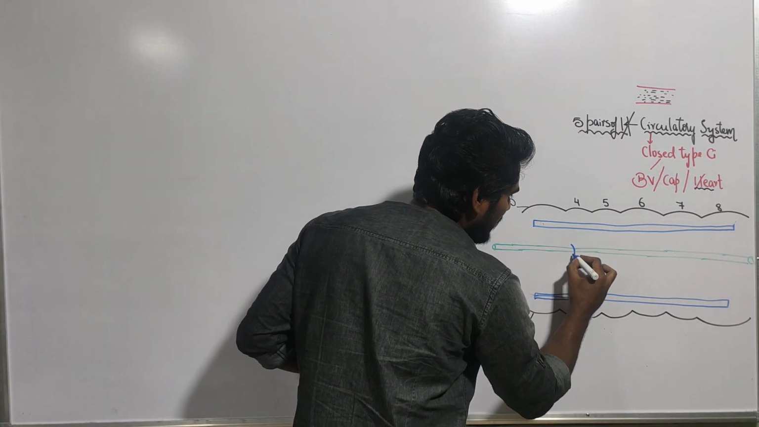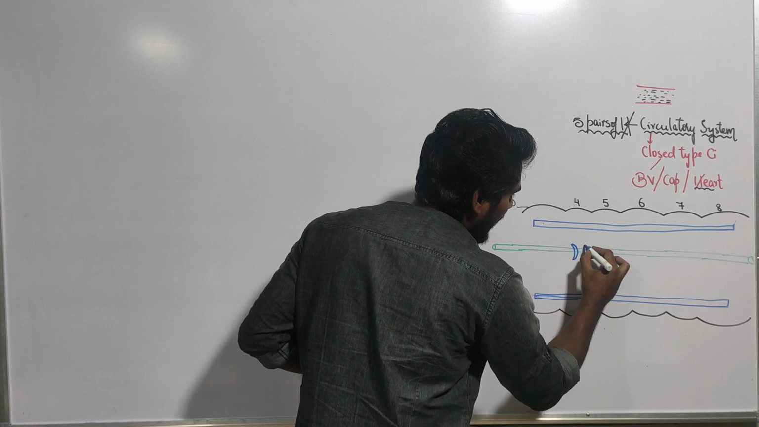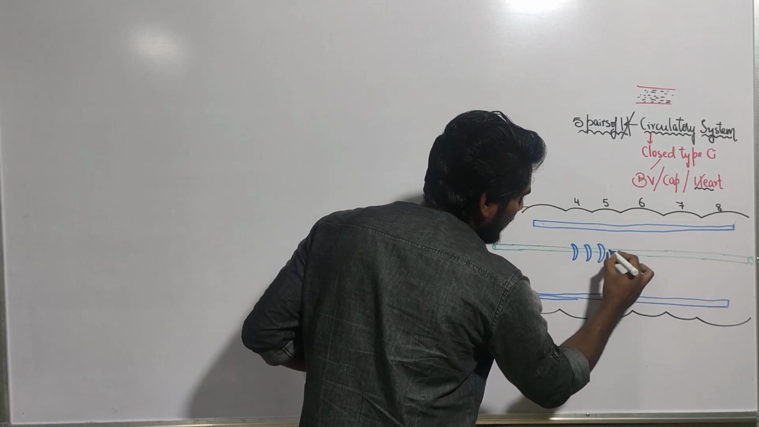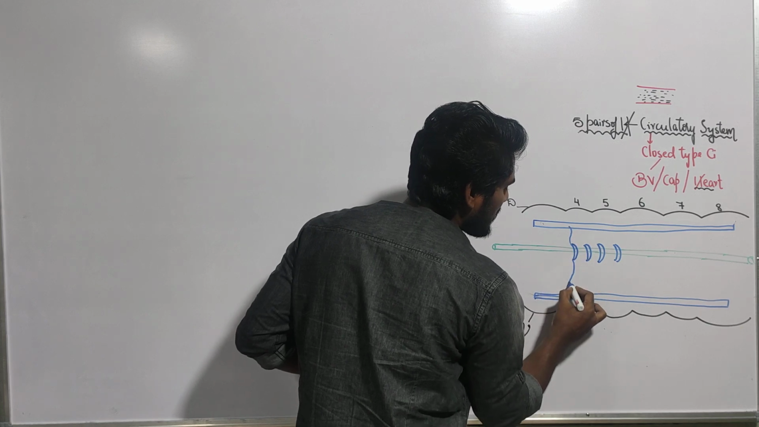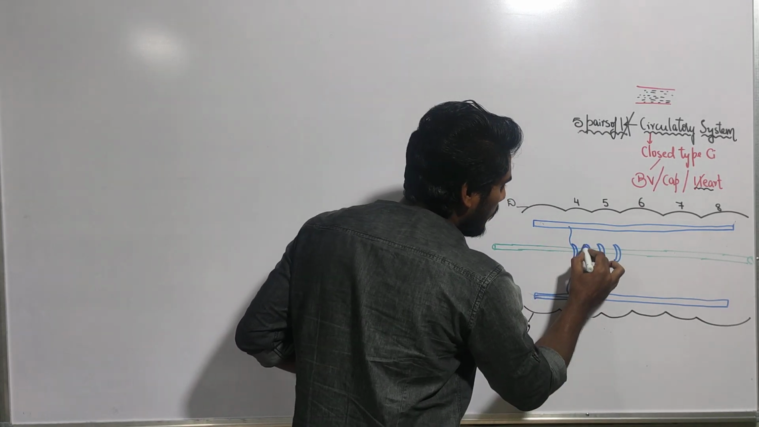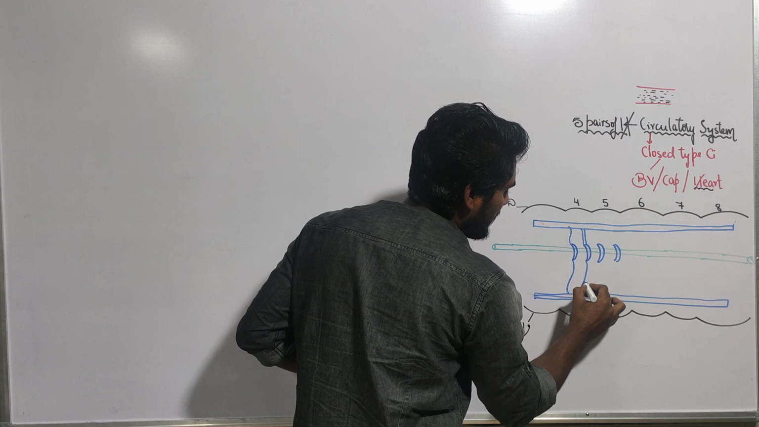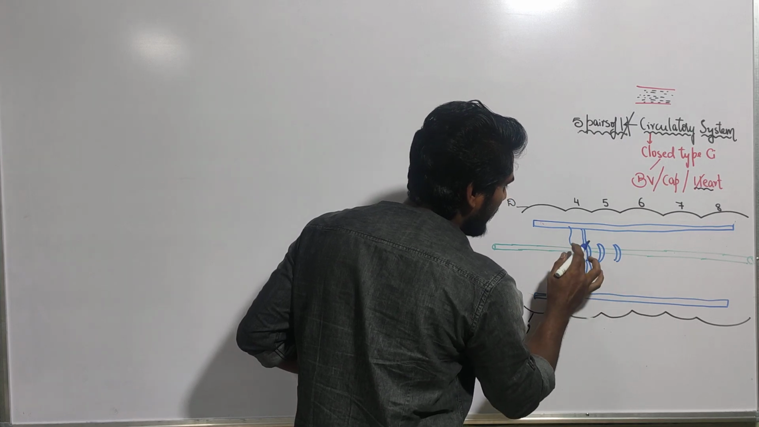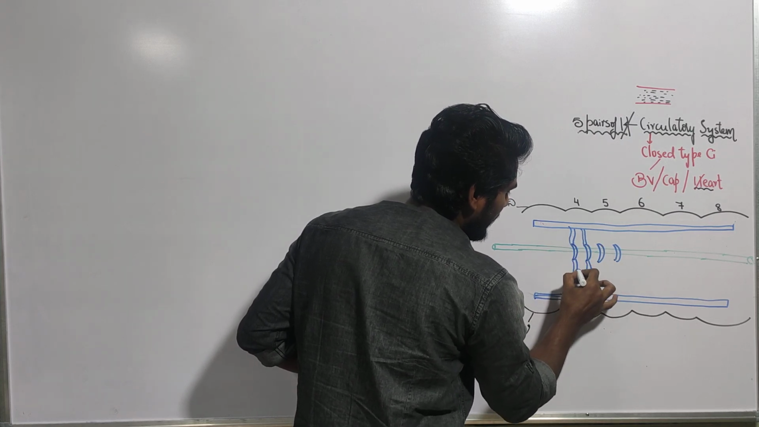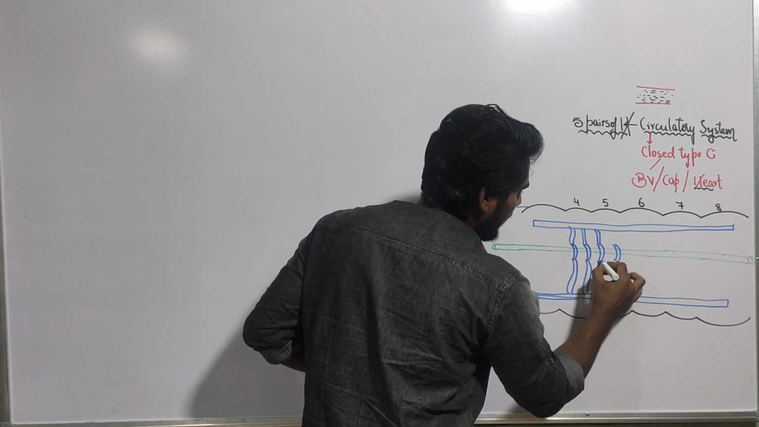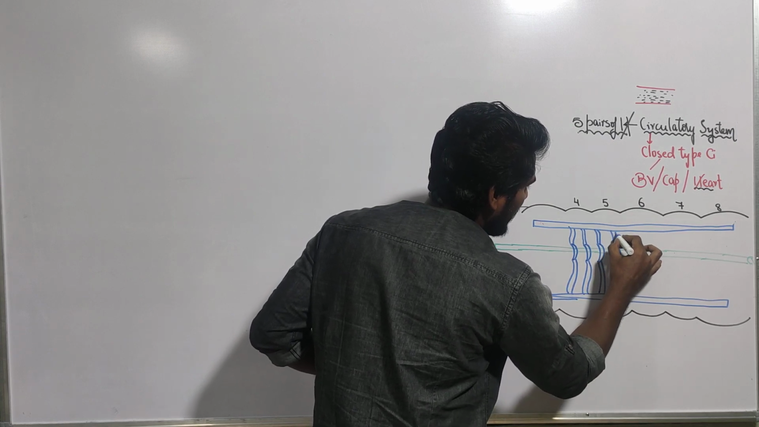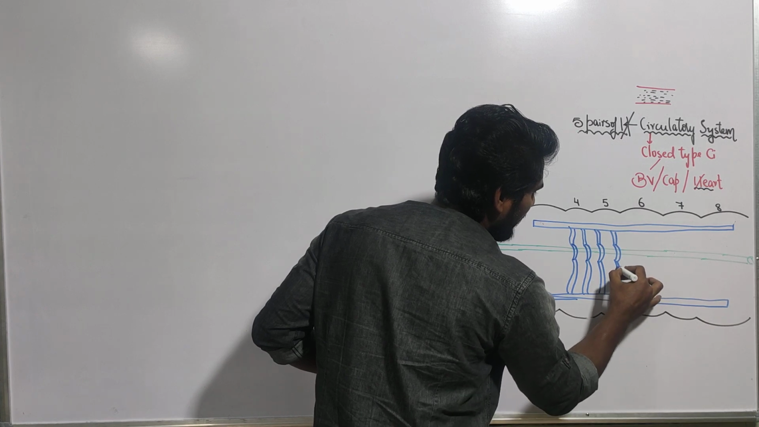So just remember, this is heart number 1, heart number 2, heart number 3, heart number 4, which is connected with the dorsal blood vessel, and also with the ventral blood vessel. In this manner it is connected. All the hearts are connected like this. All 5 pairs of hearts are connected to both the dorsal blood vessel and the ventral blood vessel.